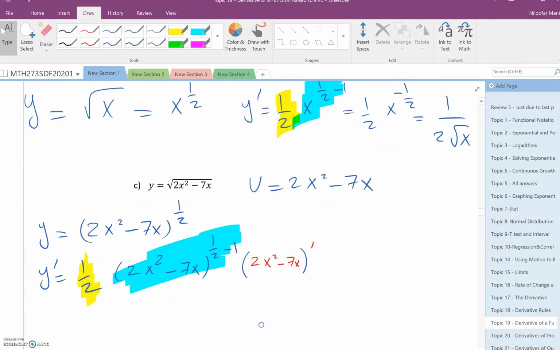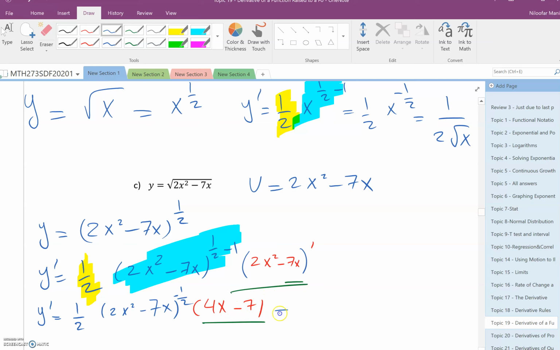So when you have x, yes, you just follow the formula. But when you have something else, that's u. So you have to times with u prime. So y prime is 1 over 2, 2x squared minus 7x power minus 1 over 2, times 4x minus 7, which is derivative of inside. Okay, so now I simplify it.